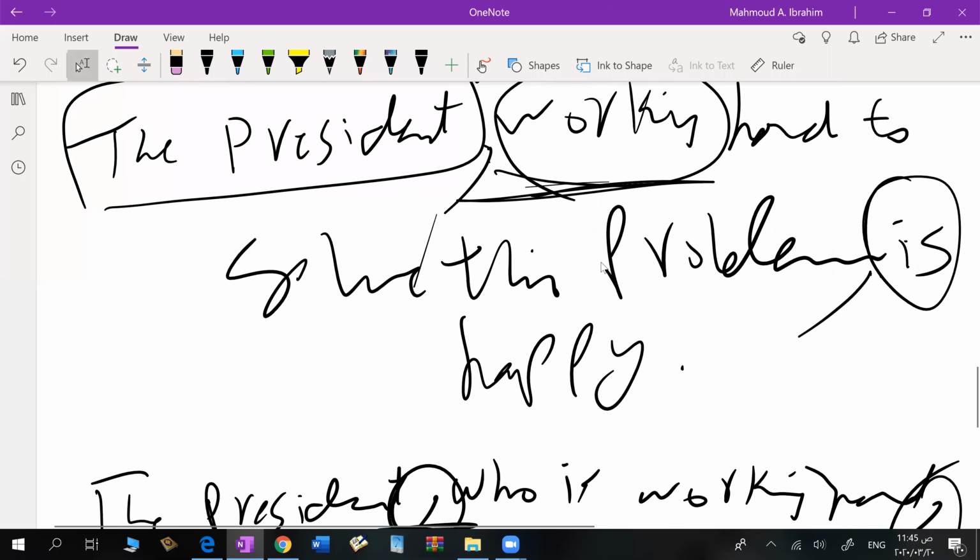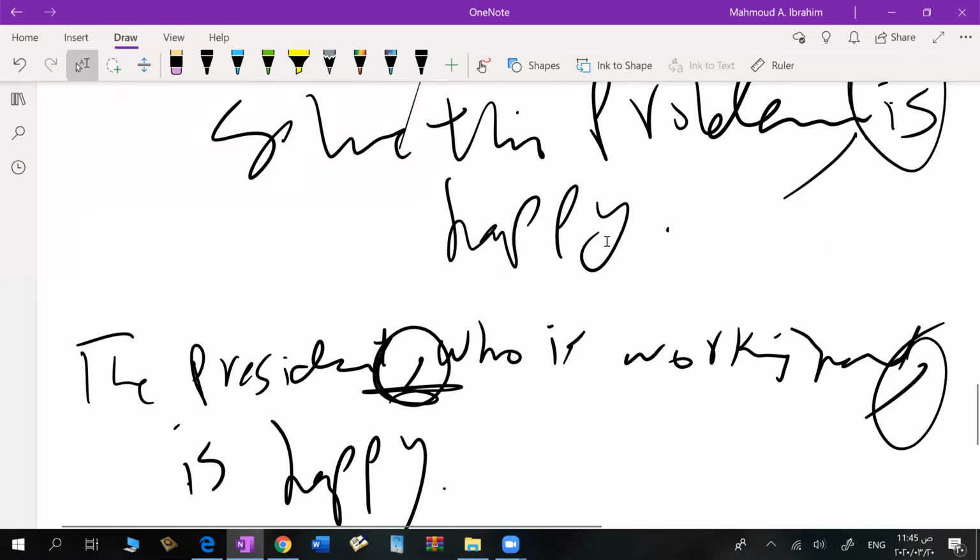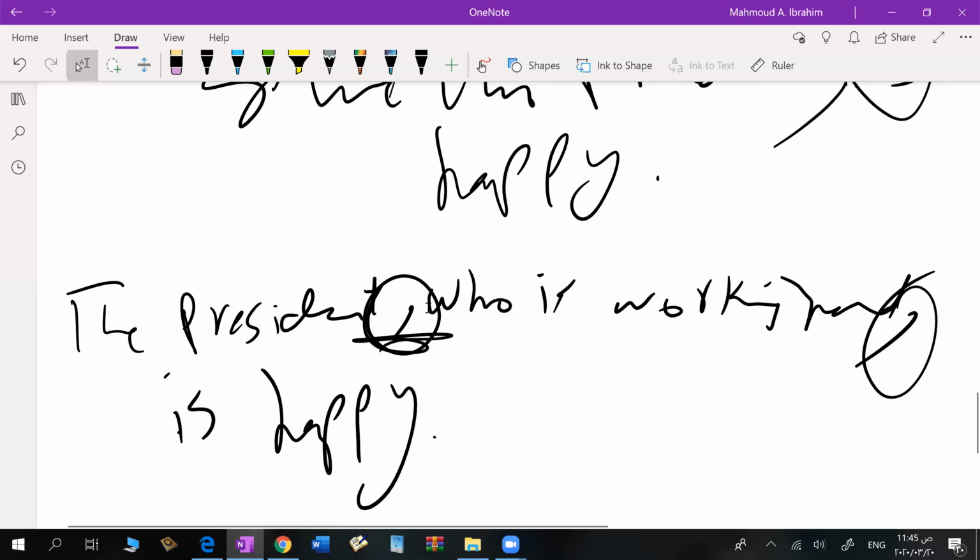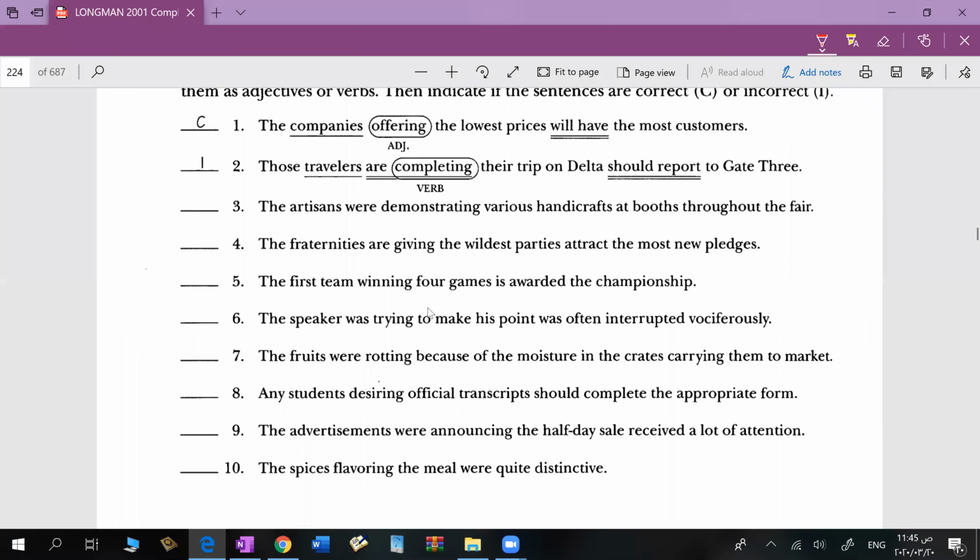So do you mean that who made it an appositive? No. Who is not an appositive. Who is a relative clause, and we will talk about relative clauses in the near future.